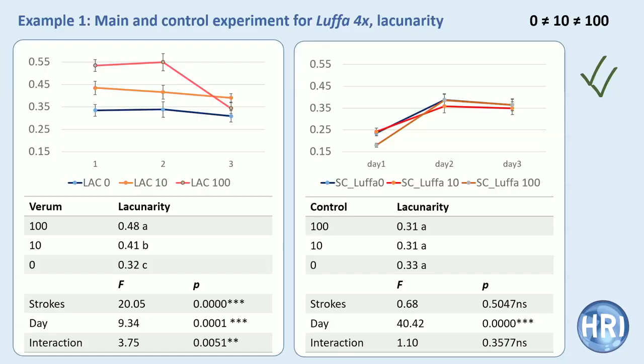In this particular example, here you have the lacunarity parameter. It says something about the complexity of the gaps between the crystals. The red line represents the lacunarity for the 100 times succussed sample, the yellow line for the 10 times succussed sample, the blue line for the unsuccussed sample. And as you can see here, all these samples differed in the statistical analysis.